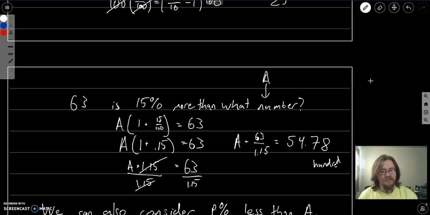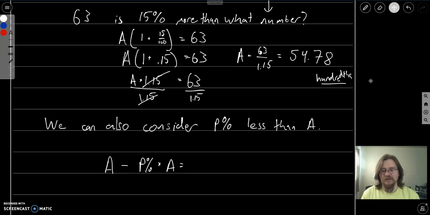Each question, they'll tell you what place they want you to round it to. So 63 is 15% more than 54.78. So if you take 54.78 and add a little bit more to it, say 15% of itself back to itself, you will get 63.